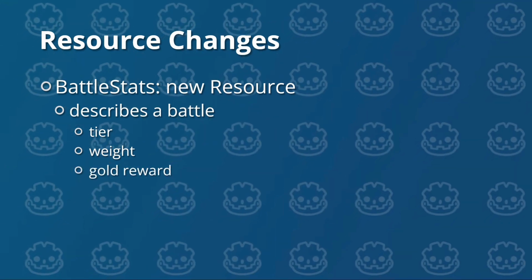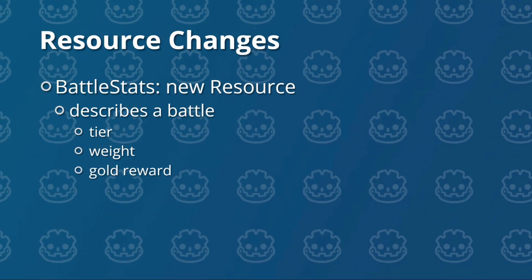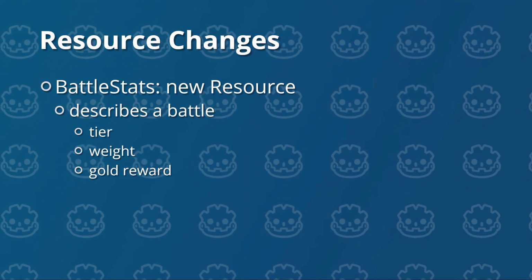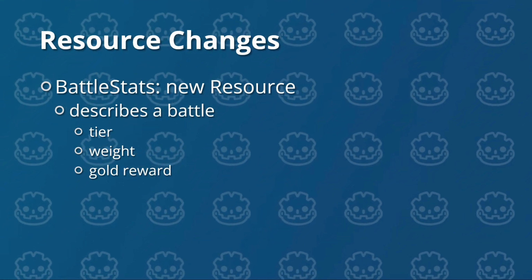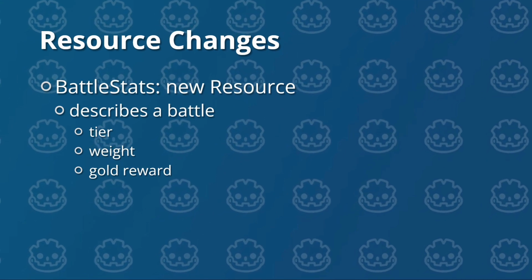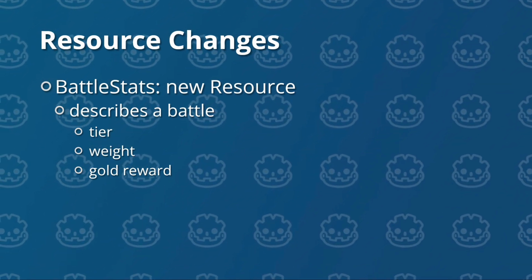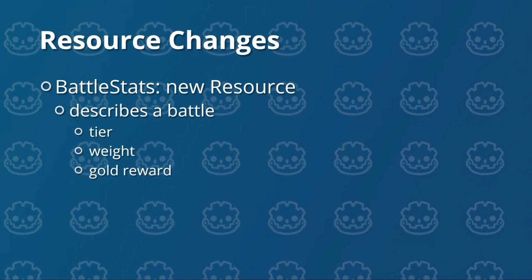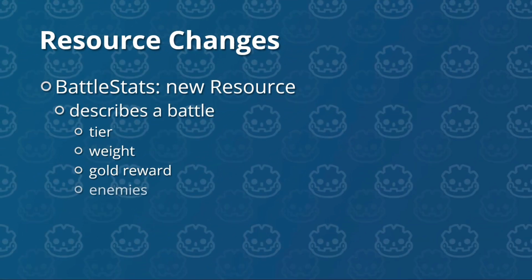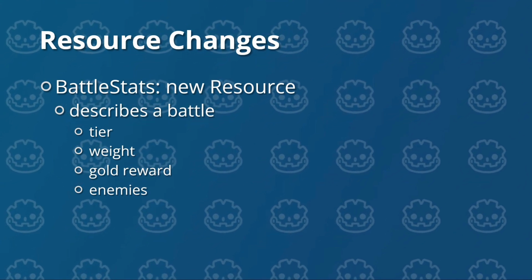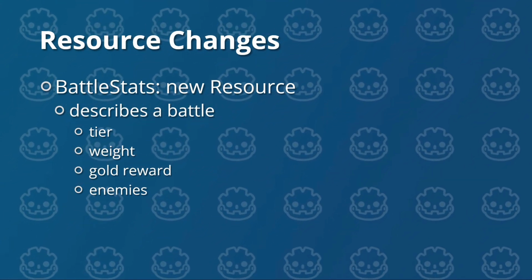Then we'll also have a gold reward range because we don't really want to always give out the exact same amount of gold like we do right now. For example, 77. We want to provide a range, for example, between 50 and 100 gold, and we can roll for a random number to randomize it a bit, make it a bit more interesting. And last but not least, we of course need to somehow describe the enemies which reside in that battle, right?